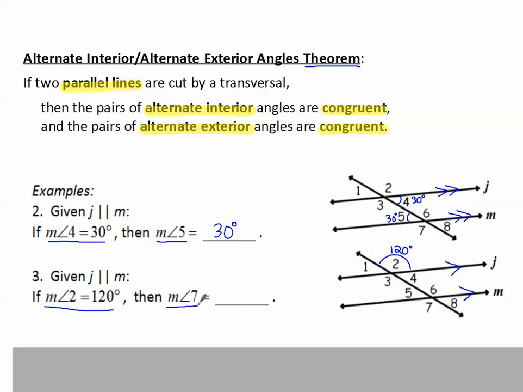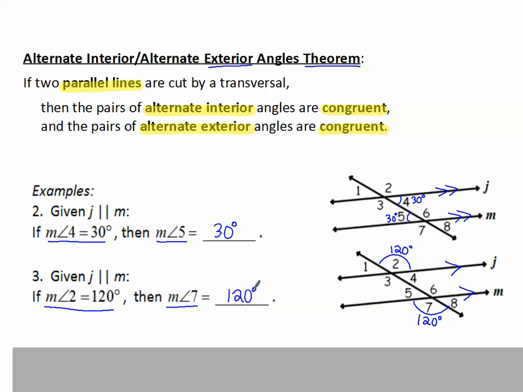The measure of angle 7, well, angle 7 is down here, also obtuse. More importantly, it's alternate exterior with this angle. Alternate exterior this time. So by the alternate exterior angles theorem, this angle is also 120 degrees.